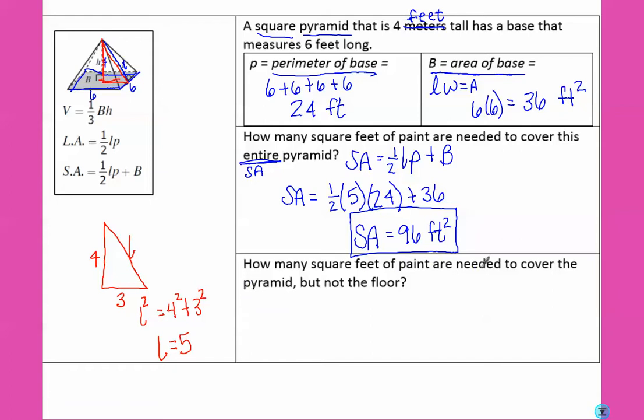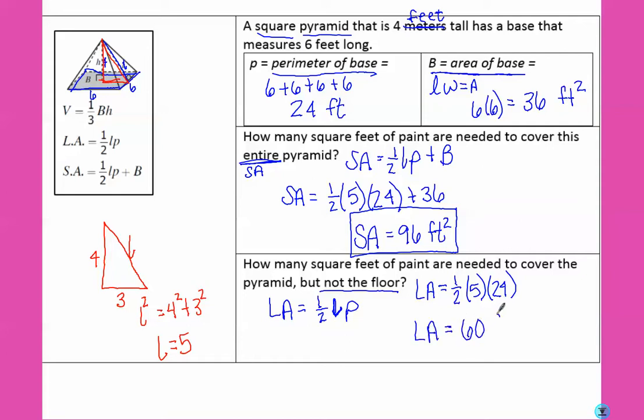How many square feet of paint are needed to cover the pyramid, but not the floor, which would be the base? So this is lateral area. It's 1/2 L times P. So just this first half here, LA equals 1/2 times 5 times 24. Type that in our calculator and we get that lateral area is 60 feet squared.